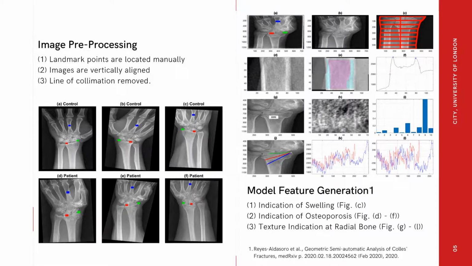as the blue, red, and green dots. These landmark points are used to reorientate the wrist such that the radial bones are aligned vertically. Subsequently, lines of collimation are removed.